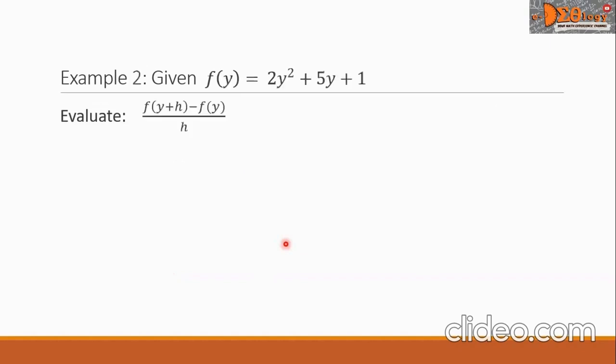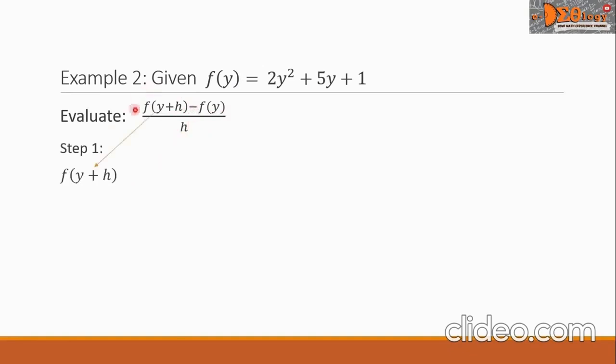Let us have example 2. Given the function f of y equals 2y squared plus 5y plus 1. Evaluate this fraction whose numerator is f of y plus h minus the function f of y all over h. Let's begin with step 1.